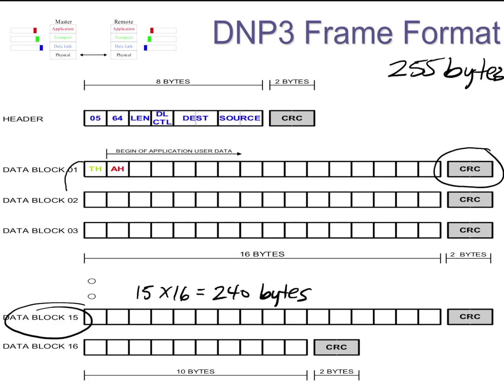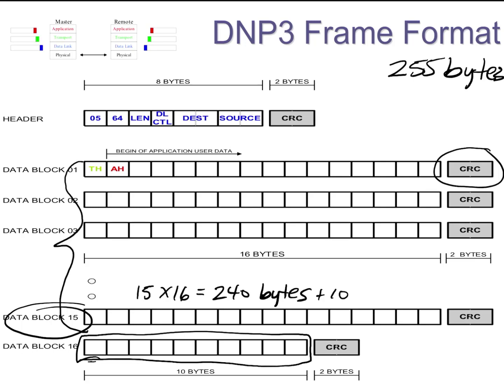Okay, so that takes care of the counting of all of these. But then of course you have the 10 bytes at the end here it's talking about, which is finishing off the message. So now we've got to add 10 bytes from that last block. So that gives you 250 bytes.